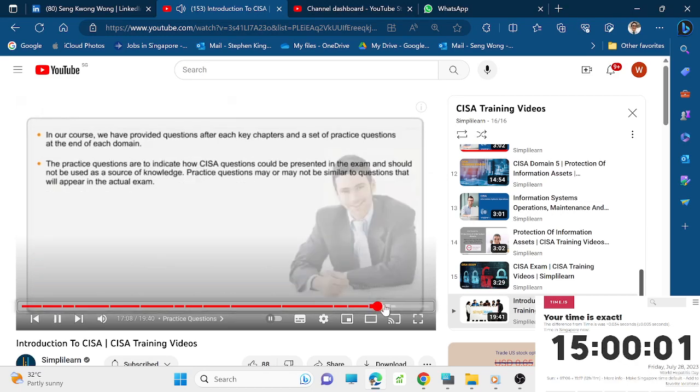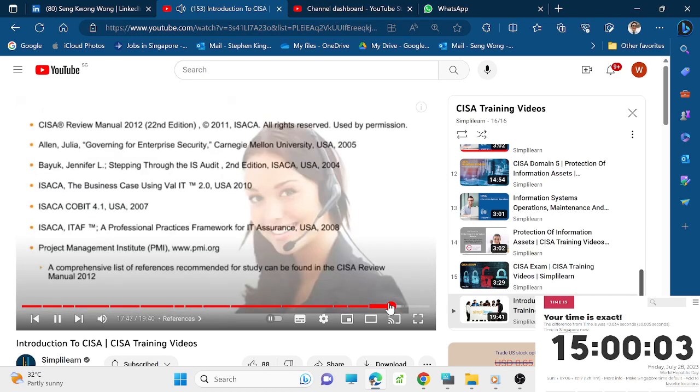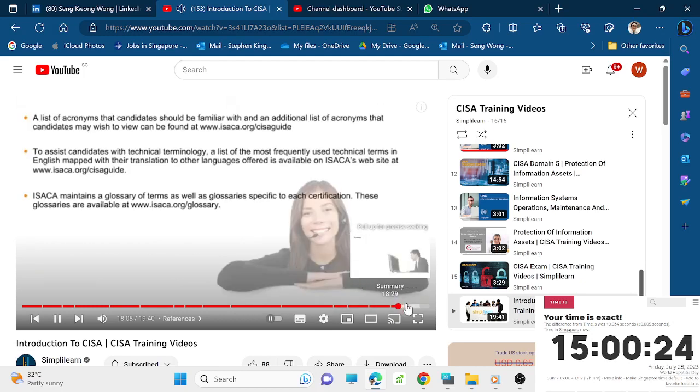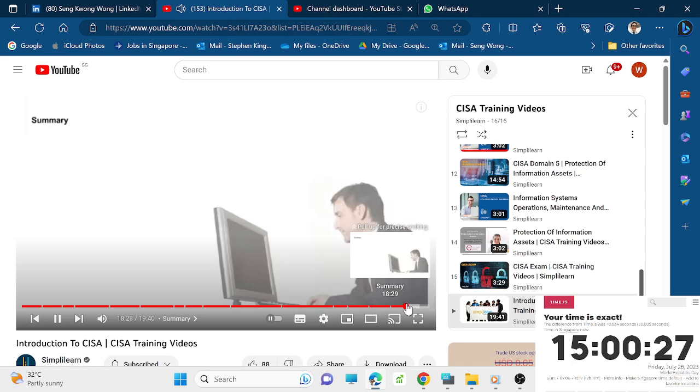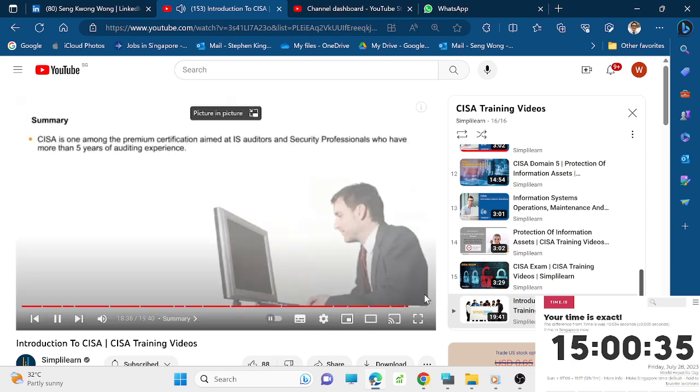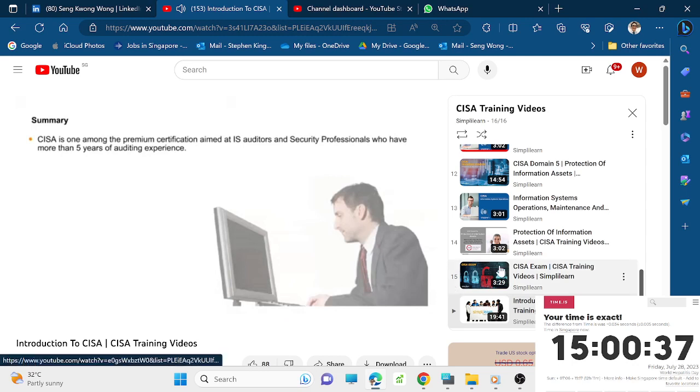Some of the references for CISA are provided here. A complete and comprehensive list of references recommended for study can be found in the CISA Review Manual 2012. Please take your time to go through the slide. This slide provides you the acronyms. A summary of some of the key points we have looked at regarding CISA certification has been captured for your quick reference. CISA is one among the premium certifications.